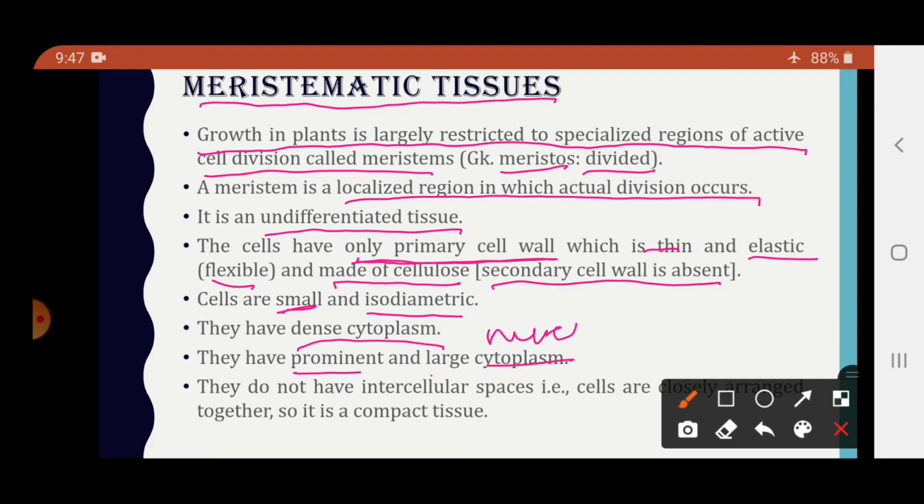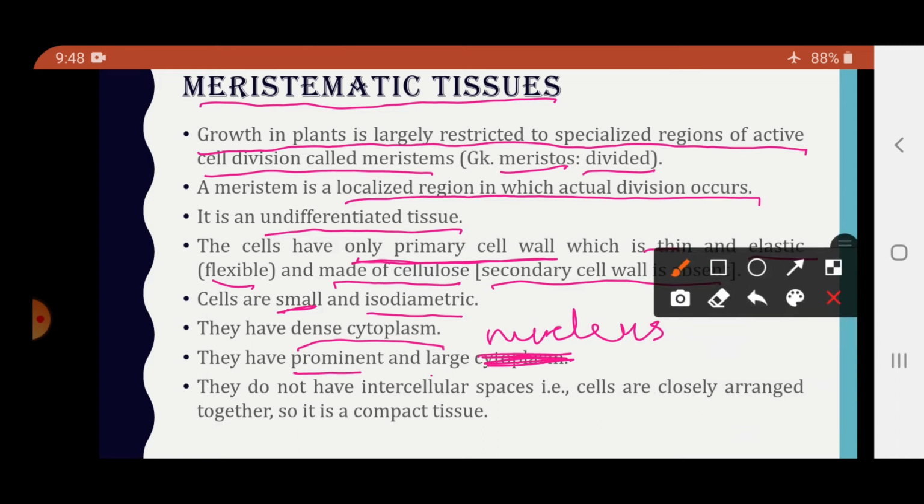Here it is mentioned wrong. It is nucleus. So they have the prominent and large nucleus. Keep in mind यहाँ पे cytoplasm लिखा है. Basically it is nucleus. So they have a prominent and large nucleus. They do not have intercellular space. It means suppose ये cell है, so cells are arranged compactly. ये cells के बीच में space नहीं है, so they are having no intercellular space.